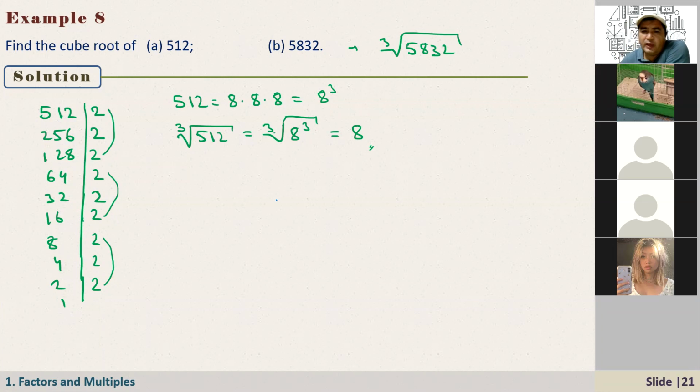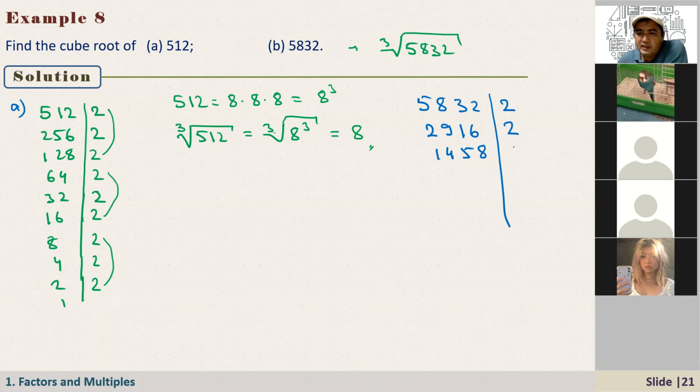I'll tell you an easy way a bit later, but before this, let's just use this method again. This method is very easy, and also if you're good at division, you can do this very fast. For example, let me write here 5832. As you see, it's an even number. I can divide it by 2, giving 2916. Divide again by 2, here we have 1458. Again, divisible by 2, here we have 729.